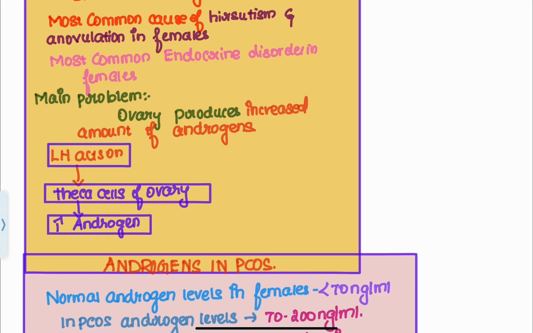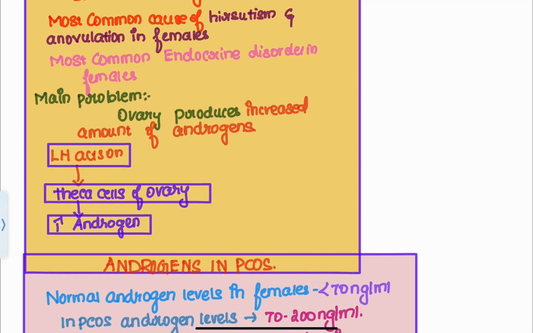FSH acts on the granulosa cells of the ovary to produce estrogen. Similarly, LH acts on the theca cells of the ovary to produce androgens. So basically, androgens are produced from which group of cells in the ovary? It is produced from the theca cells of the ovary.